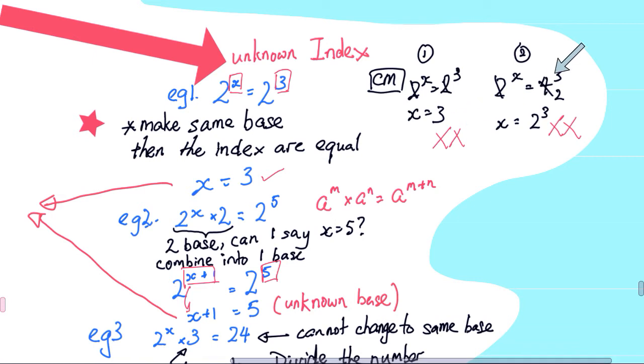Another common mistake is when I have 2 to the power of x is equals to 4 to the power of 3. Then I cancel the 2 and say, oh, this is divided by 2, this is divided by 2. I have 2 and then straight away I write x is equals to 2 cubed. So remember, you cannot cancel or divide the base in order to simplify the index.